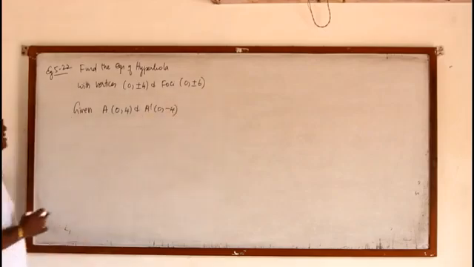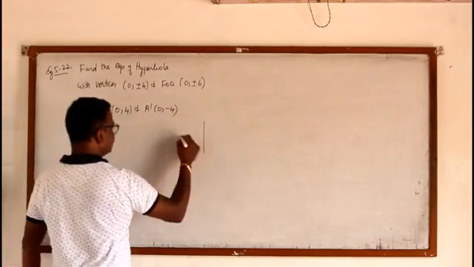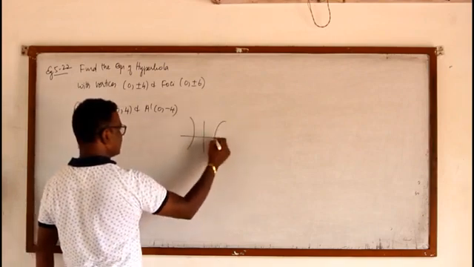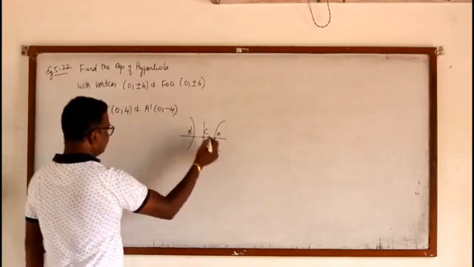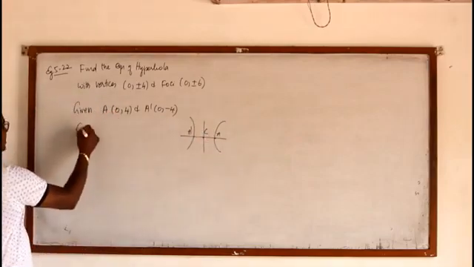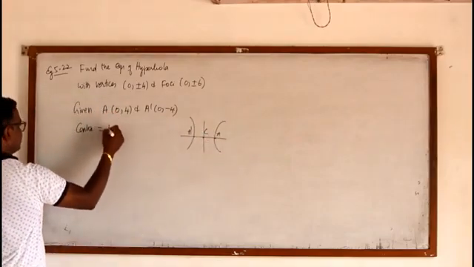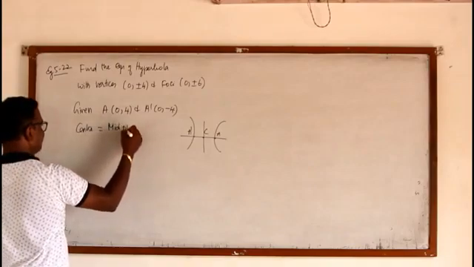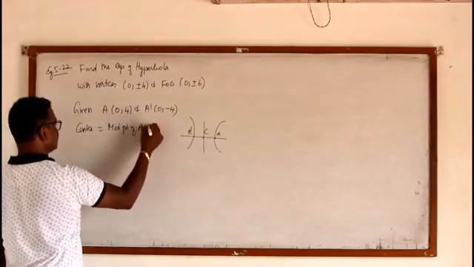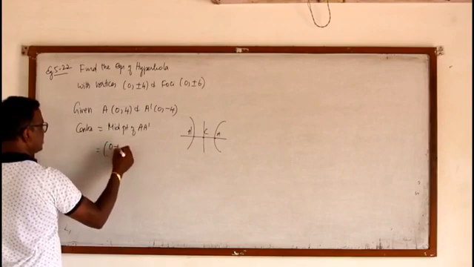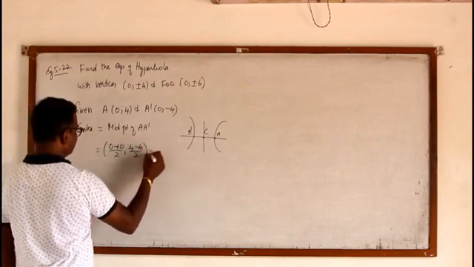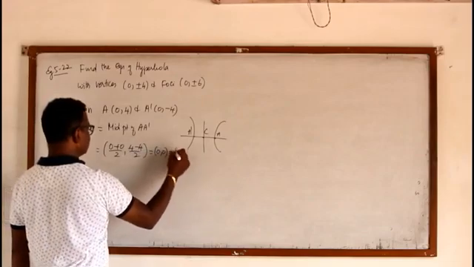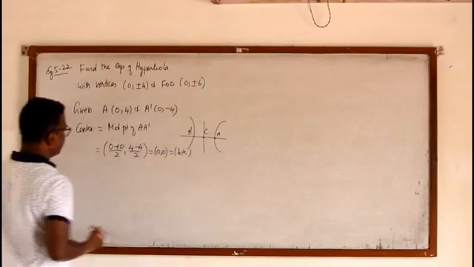It's not necessary that I must start with the foci, we can start with anything. So if these are the vertices A and A dash, then the center is the midpoint of A and A dash. Therefore center equals the midpoint of A and A dash. It is 0 plus 0 by 2, 4 minus 4 by 2. So it is 0 comma 0, which is our h comma k.